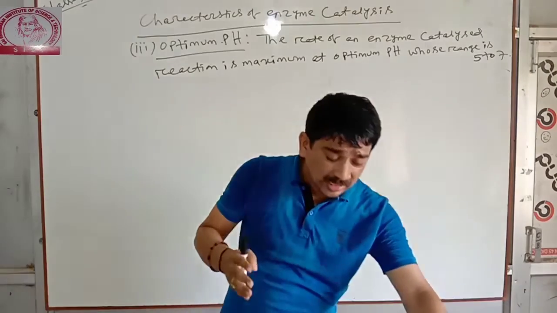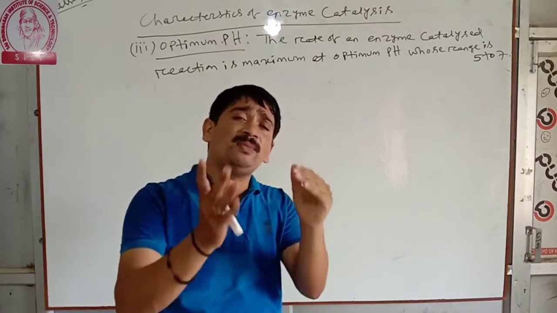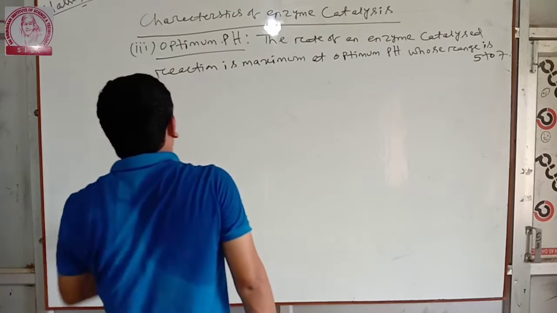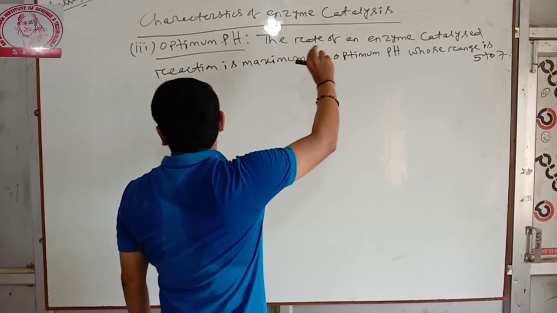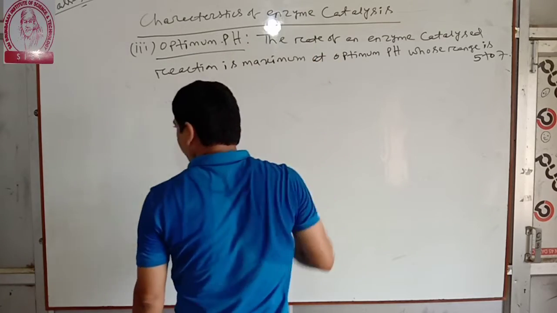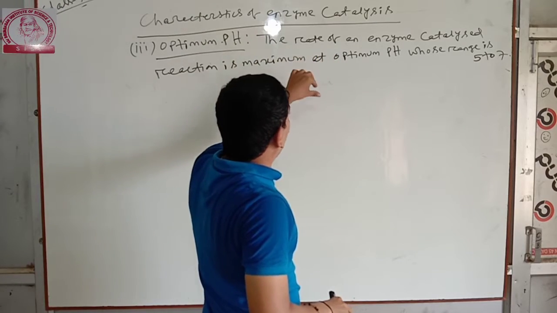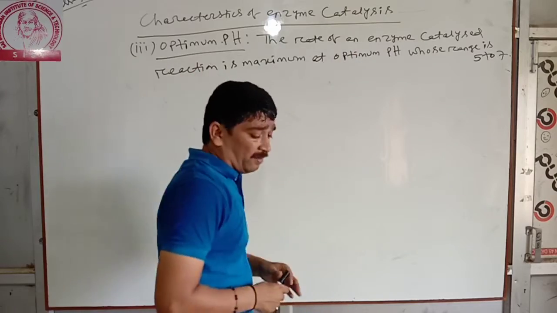Like the temperature, the temperature at which the efficiency of the enzyme is maximum is called optimum temperature. Similarly, the pH at which the efficiency of the enzyme is maximum is called optimum pH.